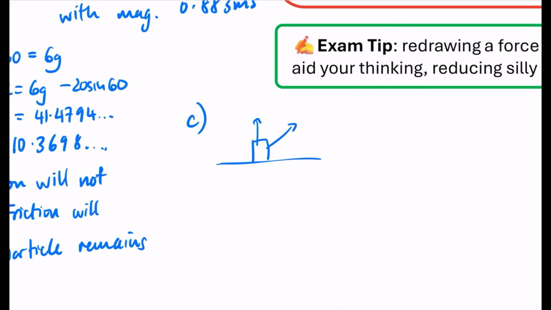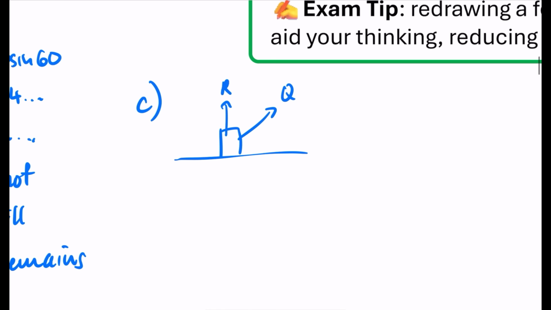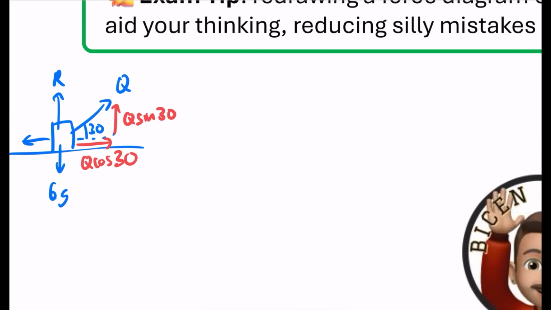So we still have the R. We have the Q. We're trying to find the magnitude of Q in this case. We have the 6g. That's 30. And because it's going to be in limiting equilibrium, there is going to be some kind of frictional force over here. So the two forces, very similar diagram to before. This will be a Q sine 30 and a Q cos 30. I'm not really going to need to draw an extra diagram of this. It's pretty simple.